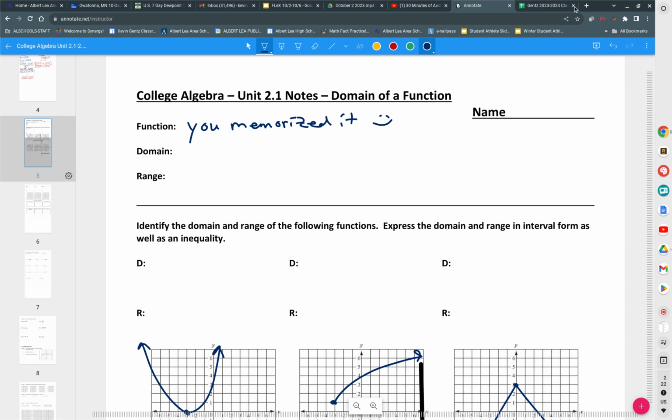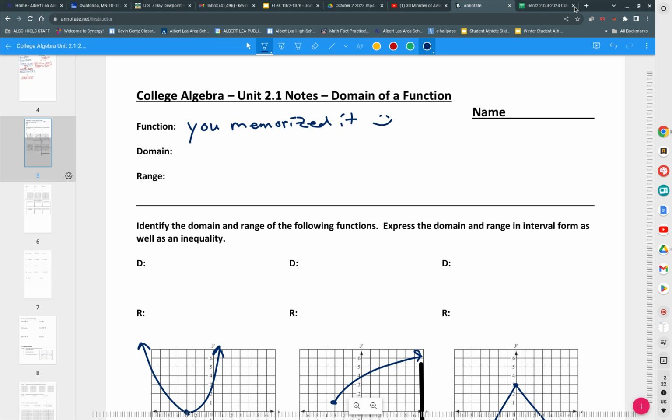Turn and share with the person next to you the definition of a function. Go. A relation in which every element of the domain corresponds to one element of the range. Everybody together, ready? A relation in which every element of the domain corresponds to exactly one element of the range. You can do it. I know you can.